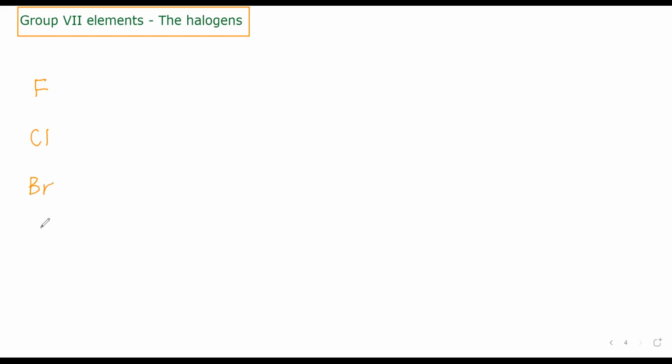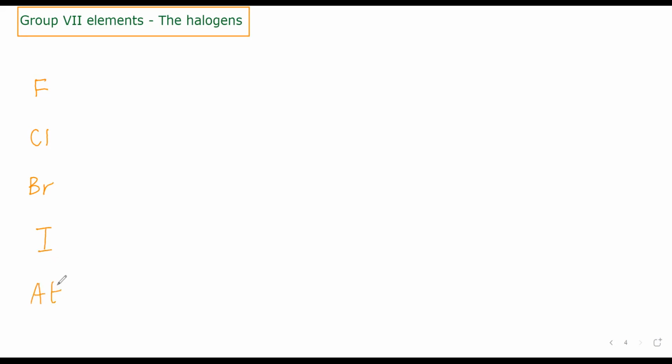When we are talking about group 7 elements, they are called the halogens. The halogens basically form halides, halide salts. Let's put their elements first. We have fluorine at the top, then chlorine, bromine, iodine, and astatine.